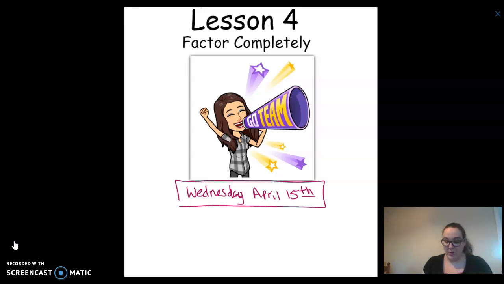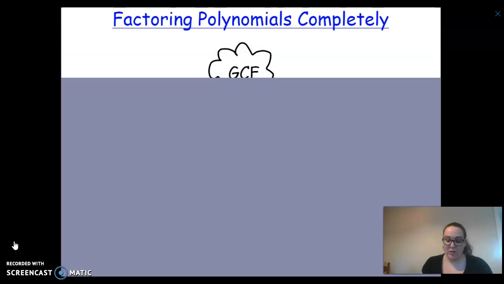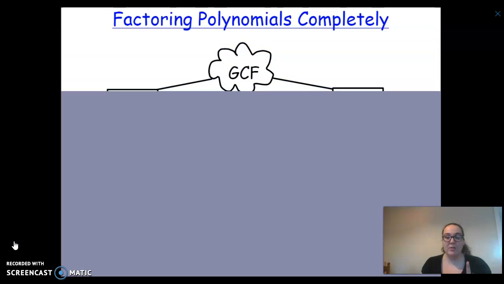Alright, so here we go. Factoring completely. What does it mean? Factoring polynomials completely. Luckily, nothing is new here. Everything is what we've learned already. We're just going to build on some skills for the next 4 days of class and then a test on that Wednesday. The very first thing we learned in factoring was to find the GCF.